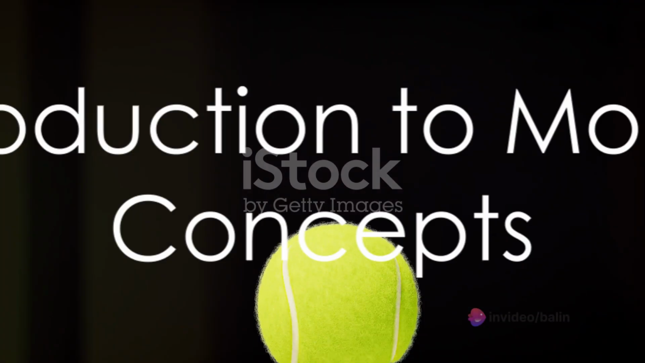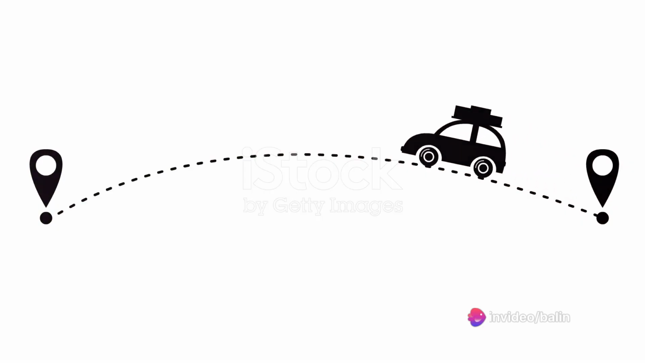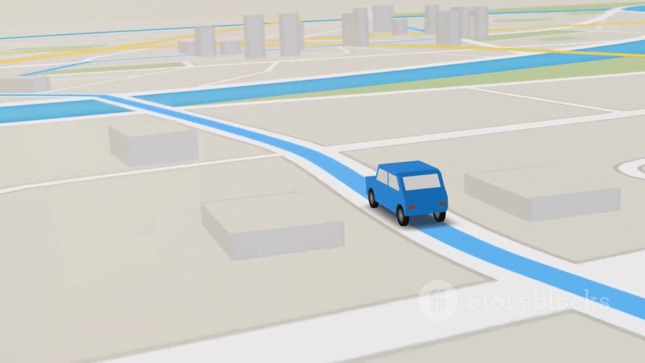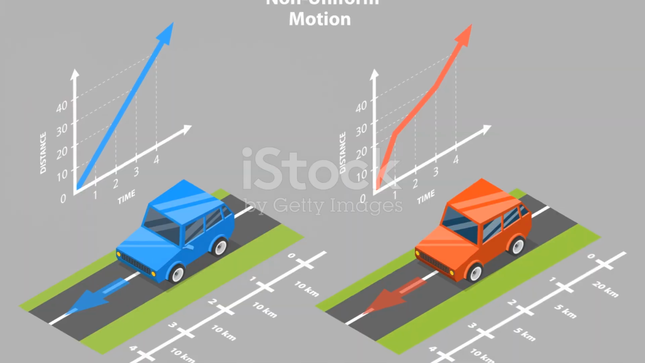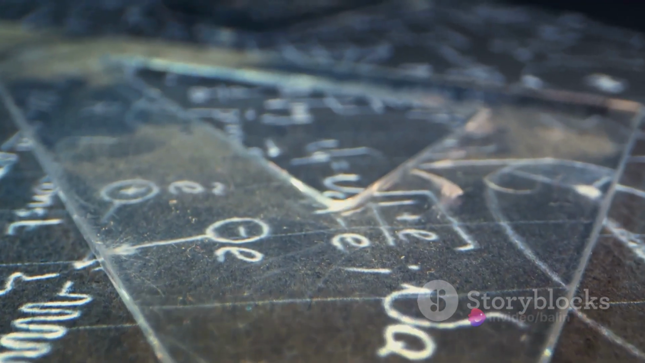Ever pondered how we describe the motion of objects? How we can predict where a thrown ball will land or how fast a car must travel to reach its destination on time? Four core concepts in physics provide the answers: displacement, velocity, acceleration, and force.